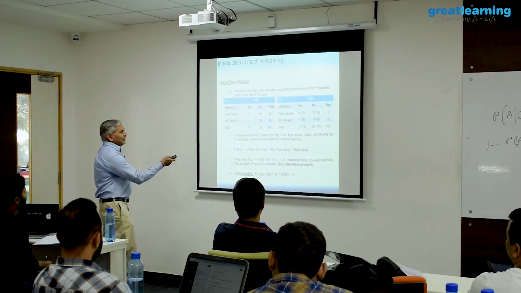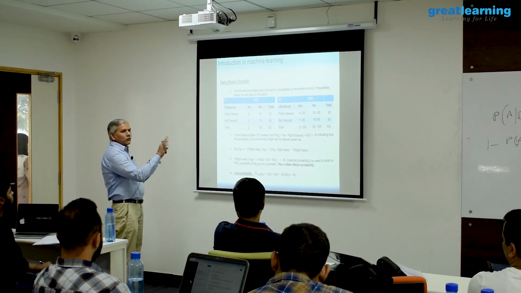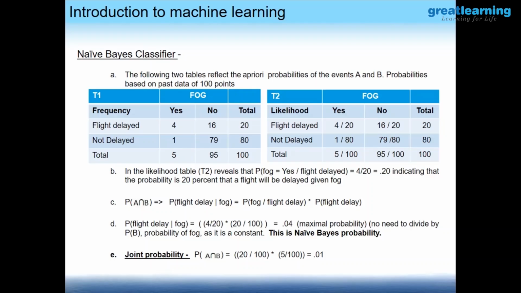Of the 20 times when there was flight delay, I noticed 4 times there was fog at the airport, 16 times no fog at the airport. This is that overlap between fog and flight delay. I also noticed that of the 80 times when there was no flight delay, 79 times there was no fog, 1 time there was fog.